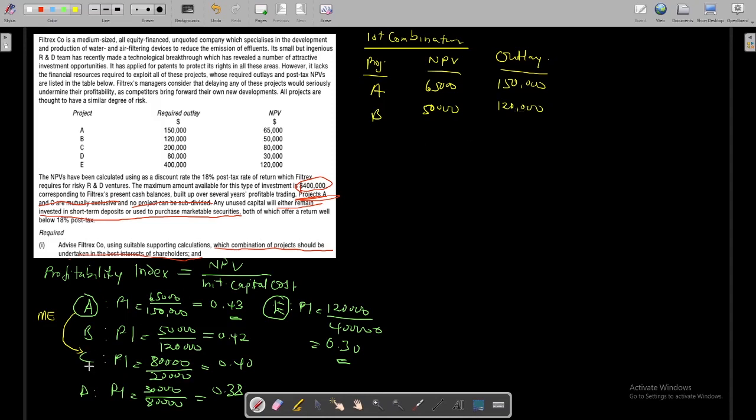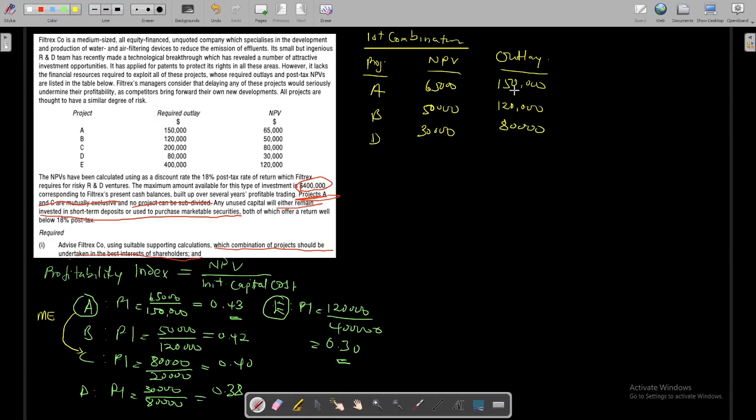Now we should move to C, but C and A are mutually exclusive, therefore C cannot be undertaken. Therefore we should move on to project D. So project D with returns expected of 30,000, okay, with initial outlay of 80,000.